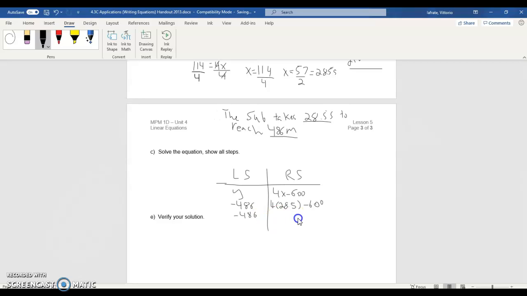Now you can go into your calculator and put 4 times 28.5. And we get 114 minus 600. So we get minus 486 here still. And if you do 114 minus 600, you get minus 486. So because the left side is equal to the right side, we know, therefore, that x is equal to 28.5 seconds is a correct solution.